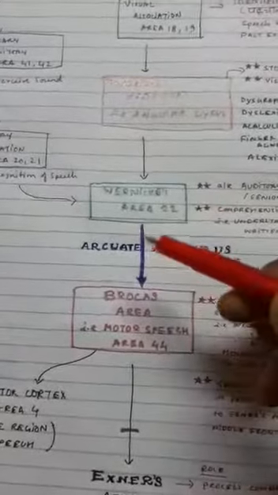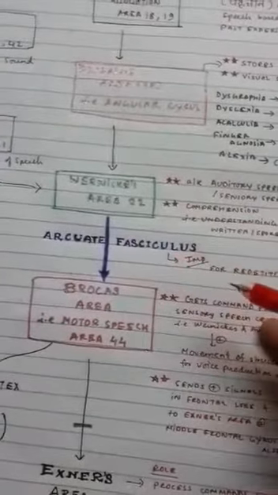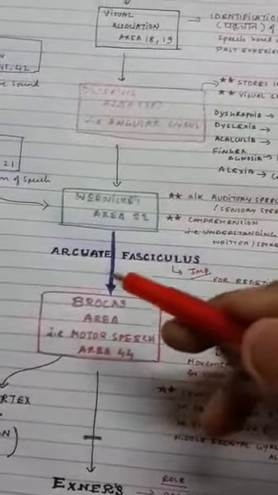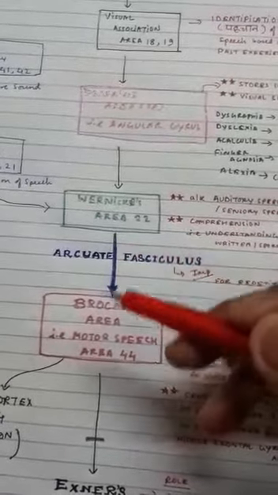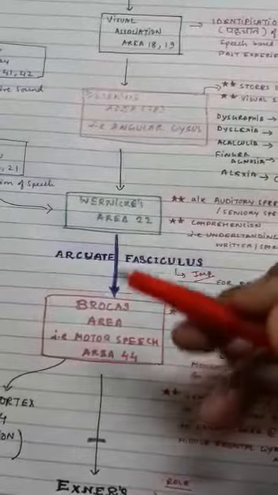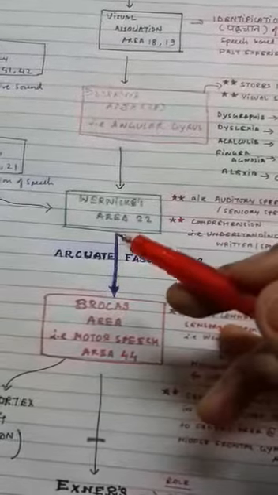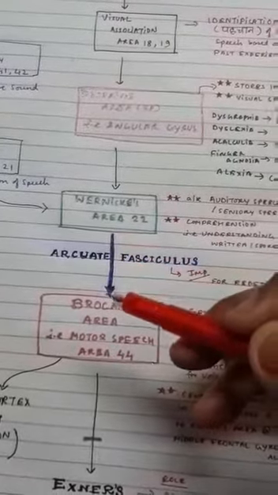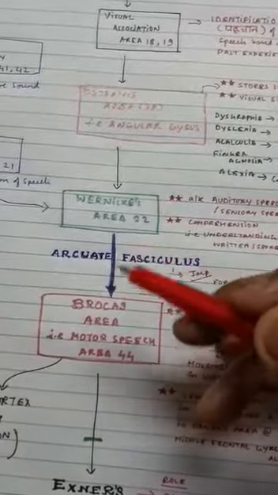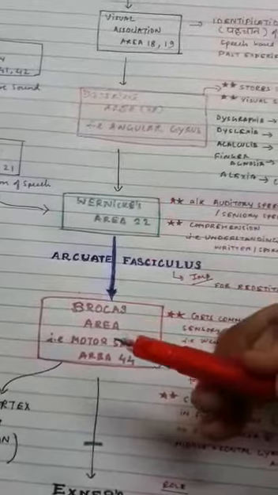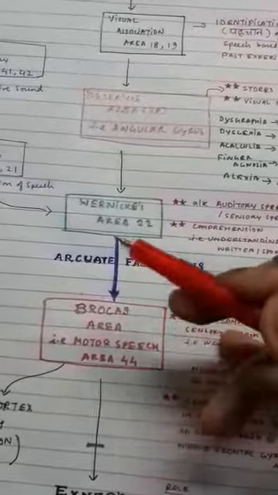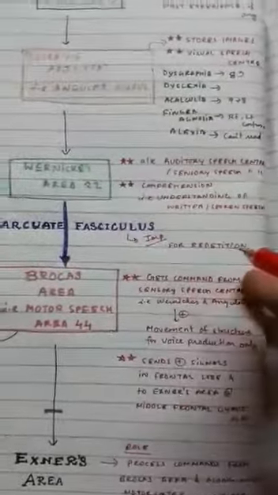After that, we have the arcuate fasciculus. This fasciculus has an important role in conduction, and as it connects both areas, the more the ability of this pathway to conduct the impulse between Wernicke's and Broca's area, the more chances there will be of good repetition.